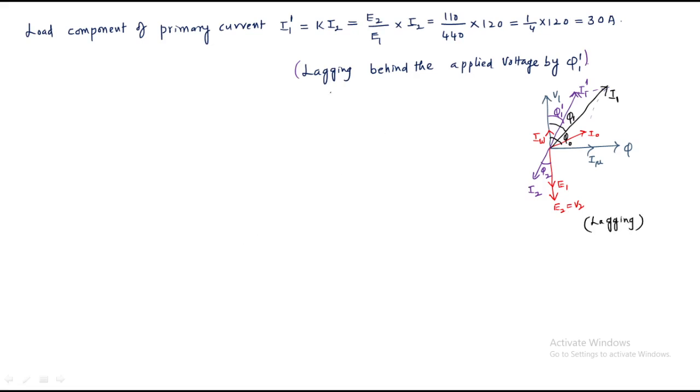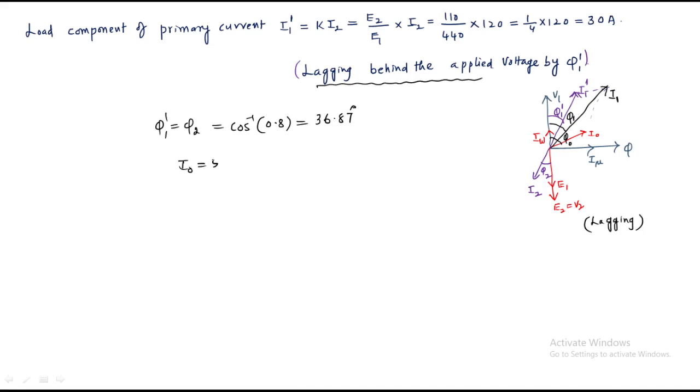That's why you have written this statement, lagging behind the applied voltage by phi 1 dash. Now, what is phi 1 dash? It is equal to phi 2 only, because the phase angle of the load component of primary flux should be equal to the phase angle of the load component of secondary flux, which is cos inverse of 0.8, which is equal to 36.87 degrees. Clear?